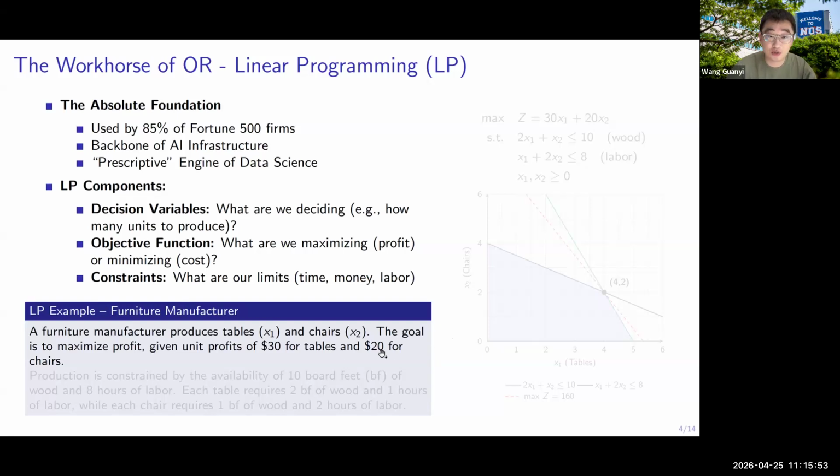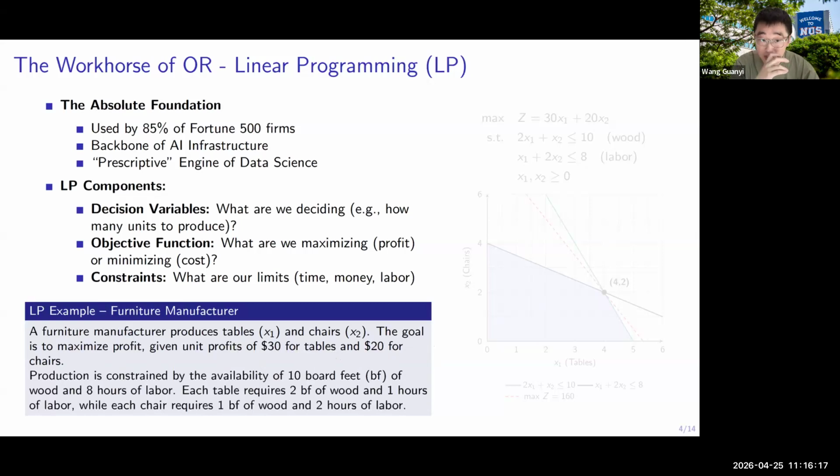And for these two items, since you are the boss, you always want to maximize your profit. You know that the profit you could get for a unit of the first item, which is a table, is $30, and the unit profit from the second item, in our case a chair, is about $20.